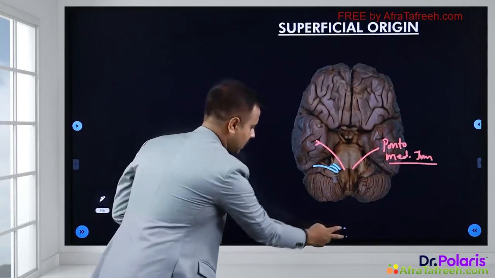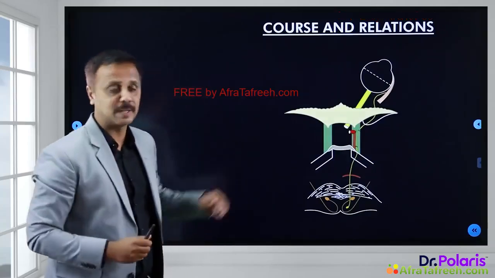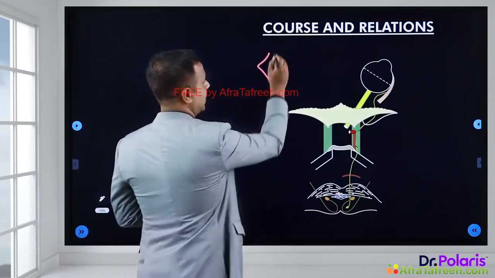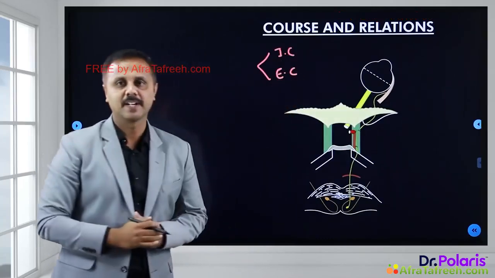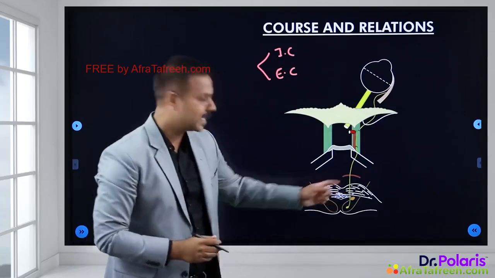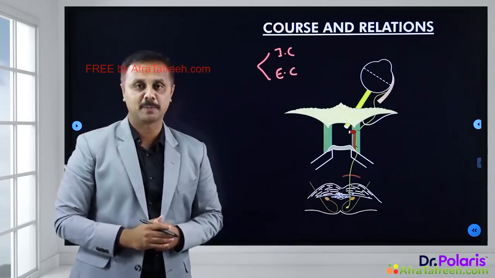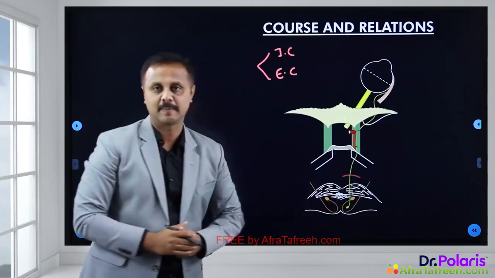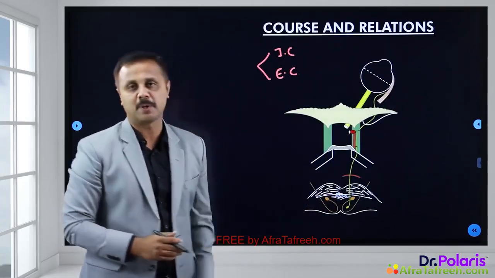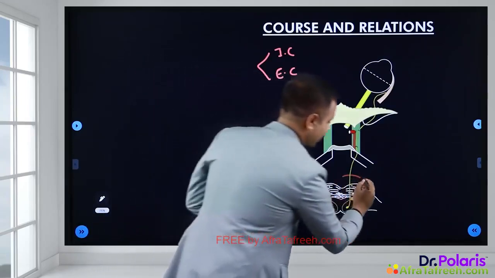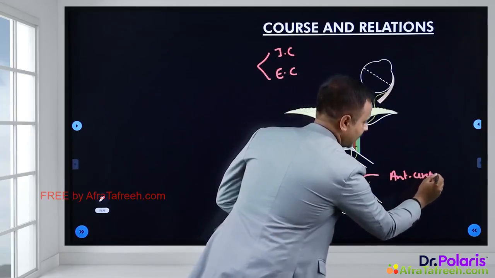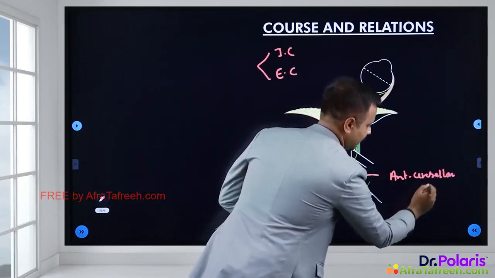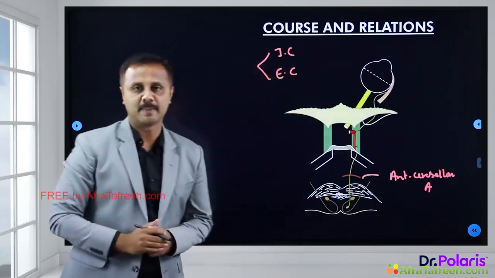Then what about the course? The course of abducent nerve again can be studied under two headings. What are they? Intracranial course and extracranial course. Right? Intracranial course begins with its attachment to the ventral aspect of the pontomedullary junction. So here is the beginning. As it passes from the pontomedullary junction, it is related to the anterior cerebellar artery.